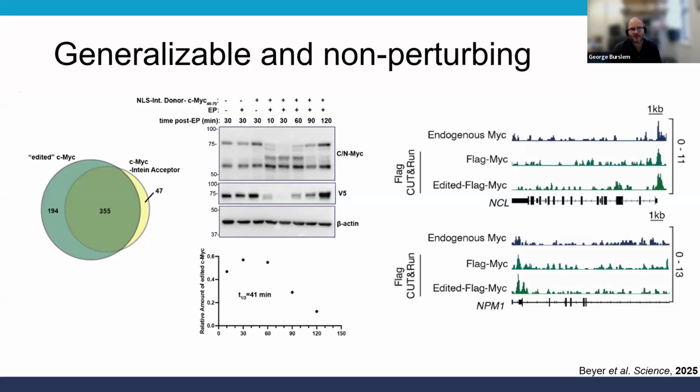And we also did CUT&RUN with this to make sure that the edited MYC ends up at the same sites at the genome, is still able to act as a transcription factor, and indeed it does, both with endogenous MYC and with overexpressed FLAG-MYC. You end up with the peaks all in the same places, exactly as you would have hoped. So that proved to us that we could do this in a minimally perturbing way. We could do it on multiple proteins, but of course it doesn't actually use the power of genetic code expansion yet.